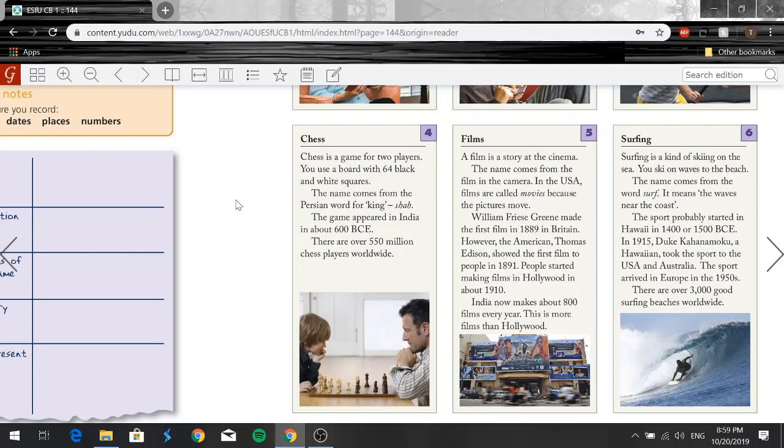6. Surfing. Surfing is a kind of skiing on the sea. You ski on waves to the beach. The name comes from the word surf. It means the waves near the coast. The sport probably started in Hawaii in 1400 or 1500 CE. In 1915, Duke Kahanamoku, a Hawaiian, took the sport to the USA and Australia. The sport arrived in Europe in the 1950s. There are over 3,000 good surfing beaches worldwide.